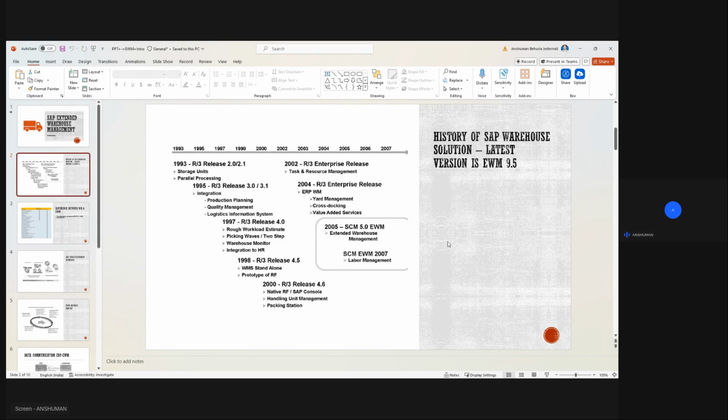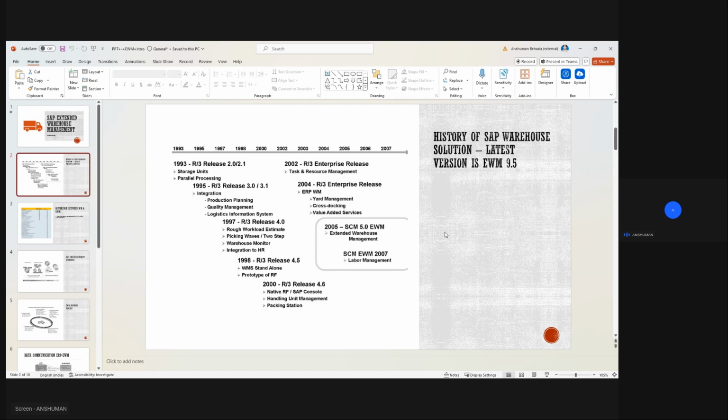And in 1998, SAP introduced the SAP warehouse management standalone system, where you can use the SAP warehousing solution individually. With that, they introduced RF devices. There was not complete usage of RF devices, prototype RF devices were introduced. Then in the year 2000, they introduced the complete solution on RF devices and SAP console. At that point of time, they introduced handling unit management and the packing station.